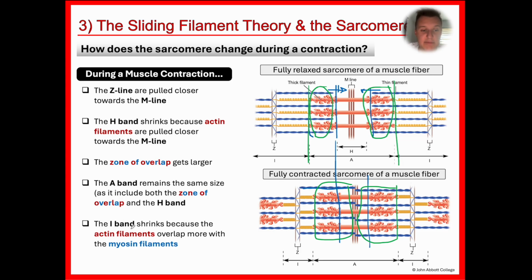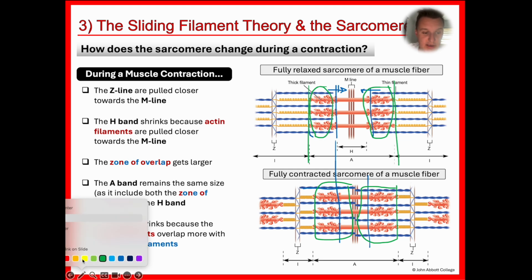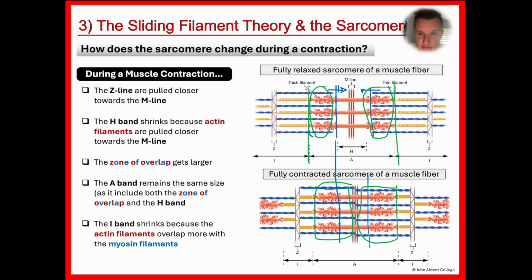And lastly, the I band shrinks because the actin filaments overlap more with the myosin. This used to be my I band here, right, where I have just actin, but now my actin is moving onto this myosin and it's creating this much smaller I band. So that's because the actin overlaps more with the myosin and it is creating more of an overlap, the zone of overlap, right?